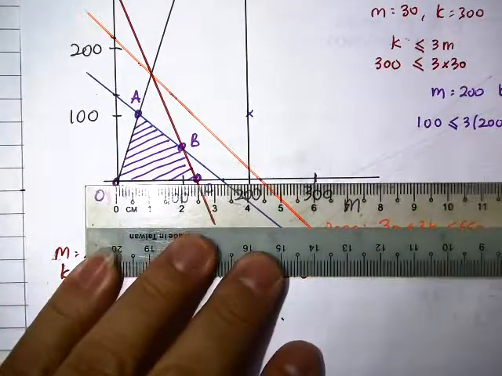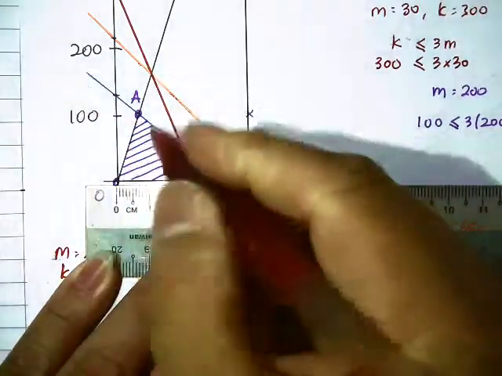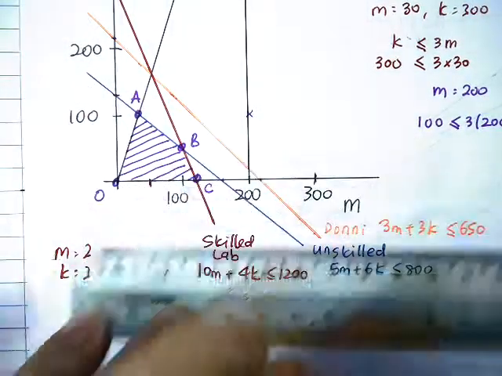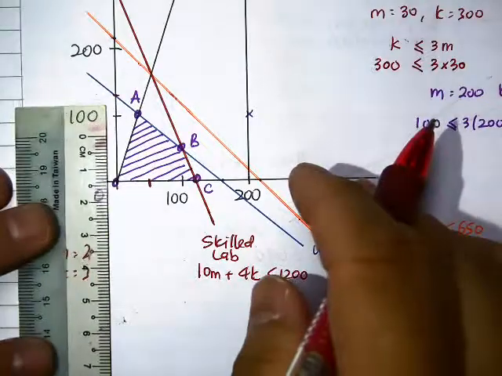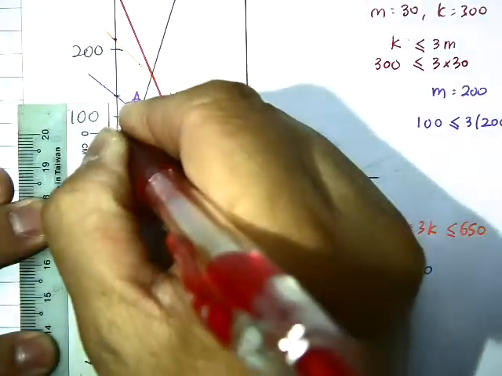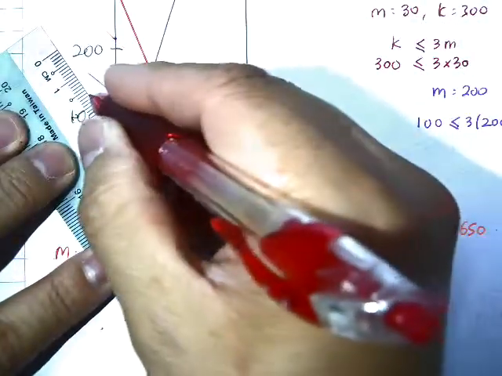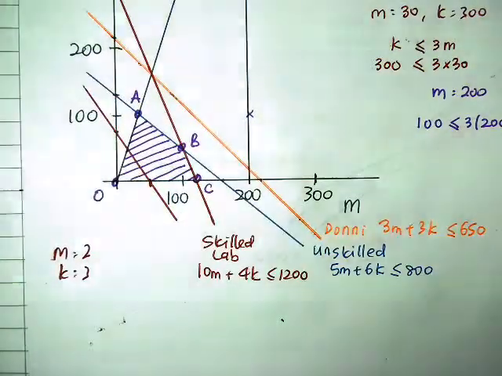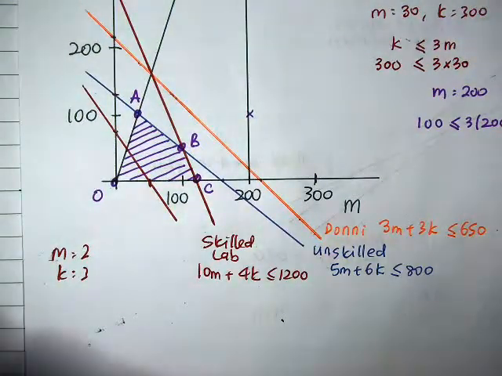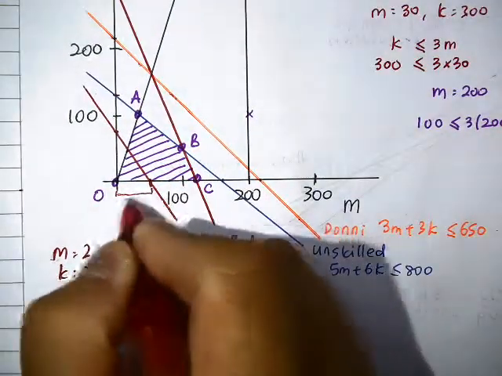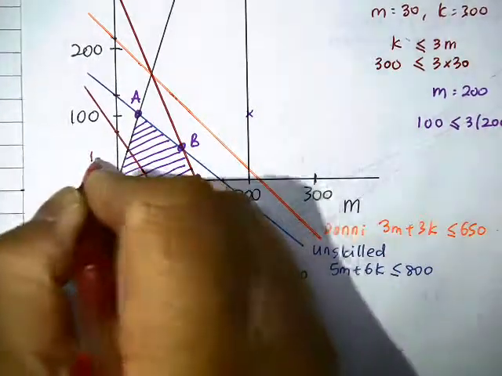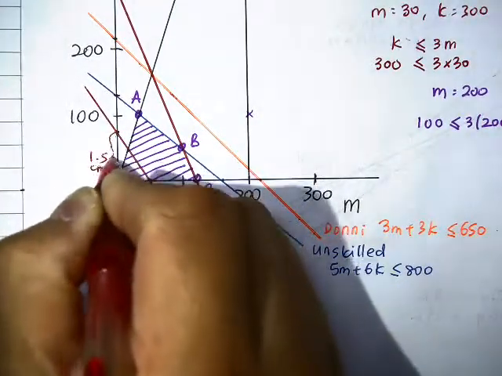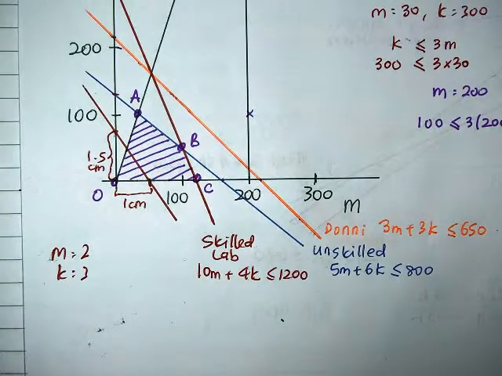So I take 1 cm for 2 M, and 1.5 cm for 3. Now, counting, 1 cm and 1.5 cm will give me 2, 3. So there are so many ways you can draw. In the exam, you just see which one you feel is easier, then you just draw a line.